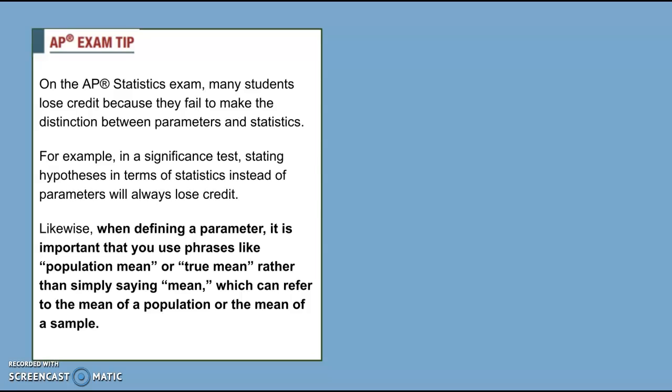Now, just as a tip, on the AP Statistics exam, many people lose credit because they fail to make a distinction between parameters and statistics. For example, in a significance test, which is something we'll be getting to soon, stating hypotheses in terms of statistics instead of parameters will always lose credit. Likewise, if you have to define a parameter, it's important that you use a phrase like population mean or true mean rather than simply saying mean, because mean could refer to the mean of the population or the mean of the sample. They want to know you know the difference.